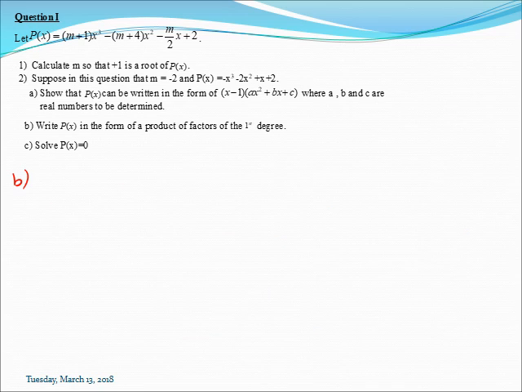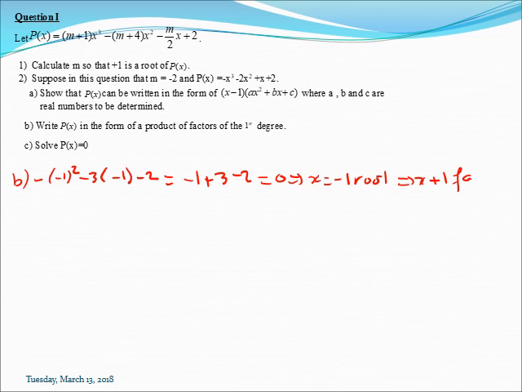B. Write p of x in the form of a product of factors of first degree. Is minus 1 a root of minus x square minus 3x minus 2? Let's try. Minus 1 square minus 3 times minus 1 minus 2 equals minus 1 plus 3 minus 2 equals 0. Then x equals minus 1 is a root. So x plus 1 is a factor.